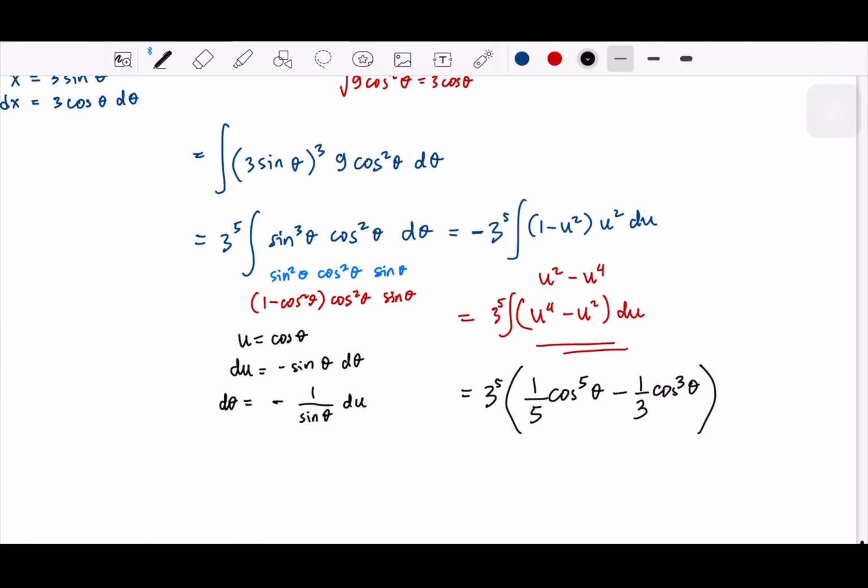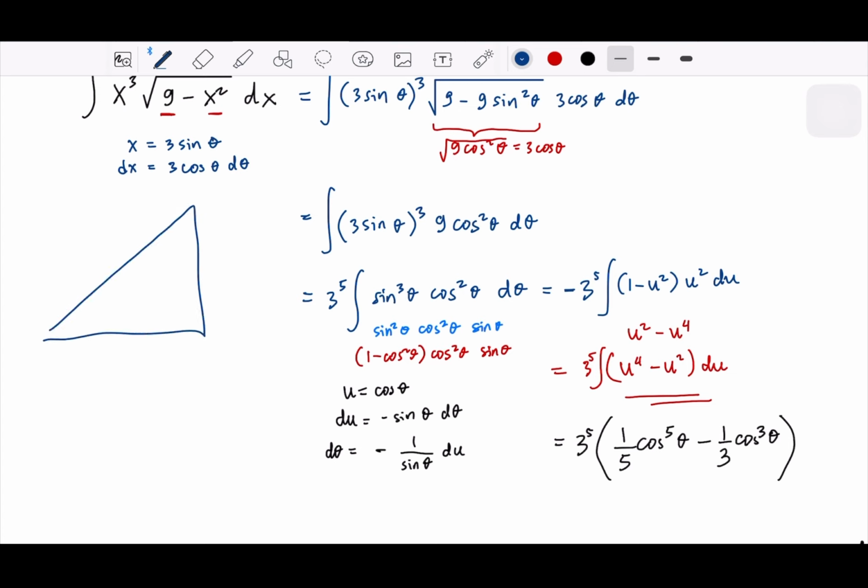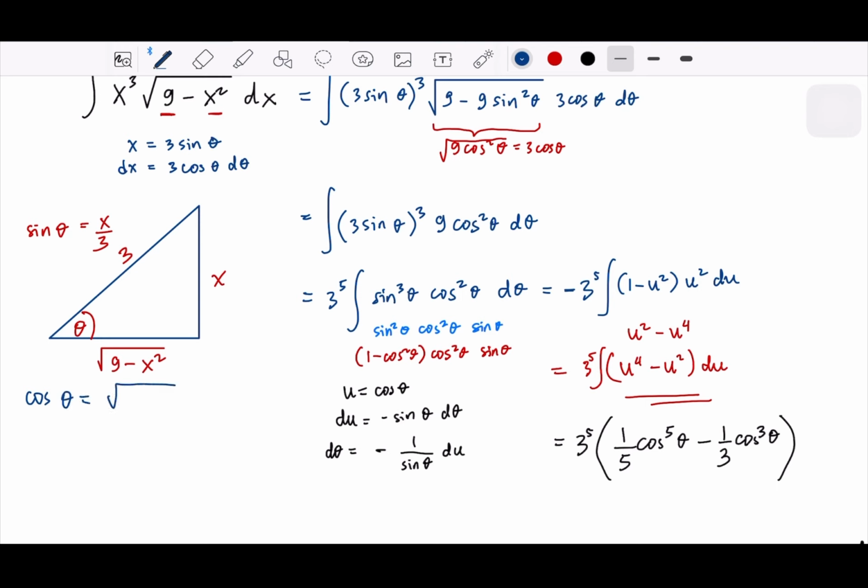We still need to convert the theta into x, because that is the original question. To convert, we take the triangle here. Since our x is 3 sine theta, we can write sine theta is x over 3. So theta is here, x is going to be here, 3 is going to be here, and the remaining side is square root of 9 minus x squared. So cosine is square root of 9 minus x squared over 3.